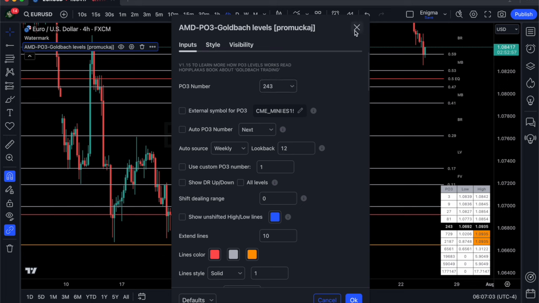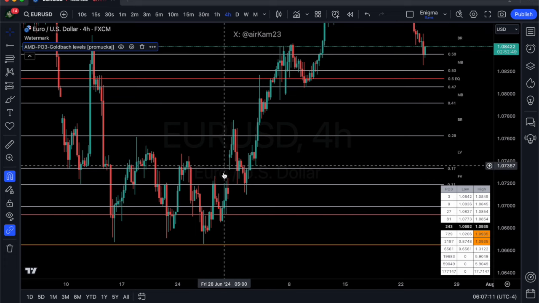A number of questions I was asked is, how do I know whether I need to half shift or not? Well, this is a very big clue on which power of 3 is running and whether you need to half shift it or not. The new week opening gap.